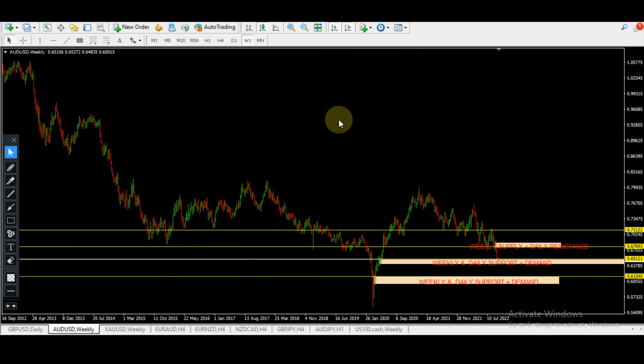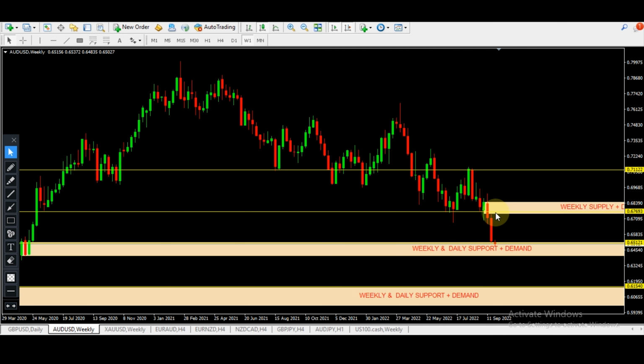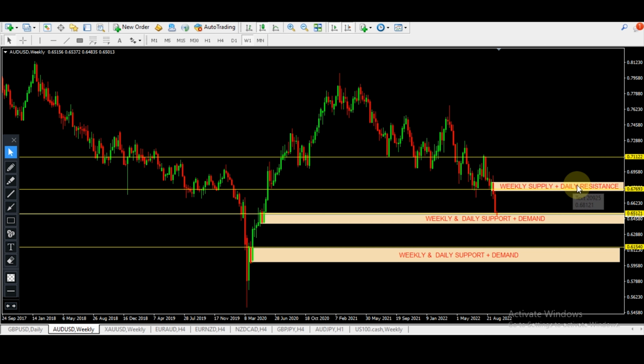Also, if we were to zoom out, actually we can see we're at a support as well. So basically, we expect the market to be supported here and be pushed to the upside. So if that works out, we'll be coming to this next level here, where we've got a weekly supply plus daily resistance.